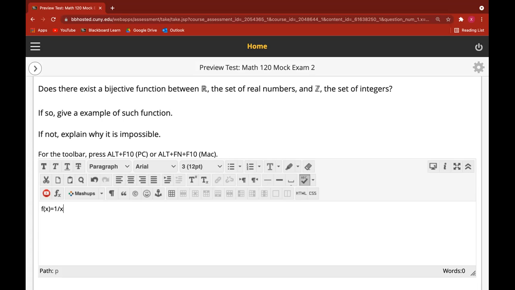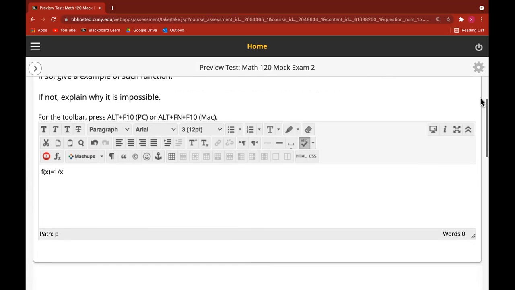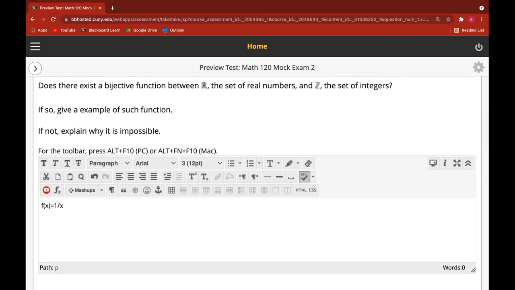Right, for example, when x is 0, 0 is a real number. What's 1 over 0? Undefined. So 0 does not have an output. So this is not a function from the set of real numbers to the set of integers. Do we see that?